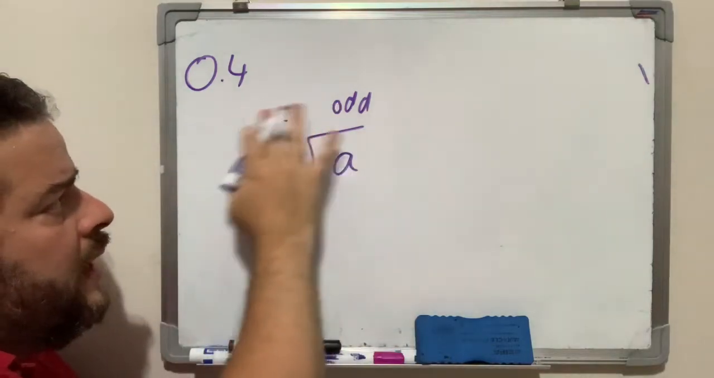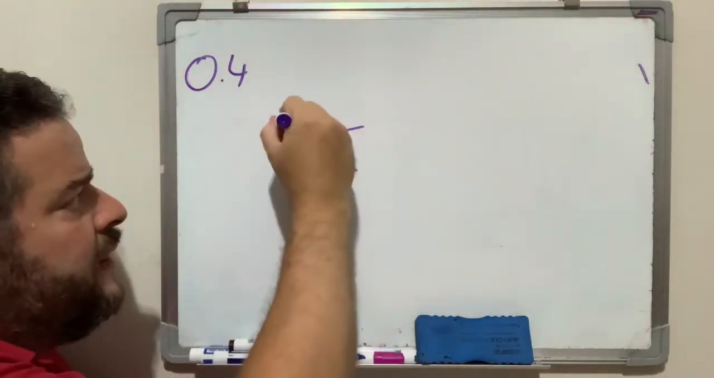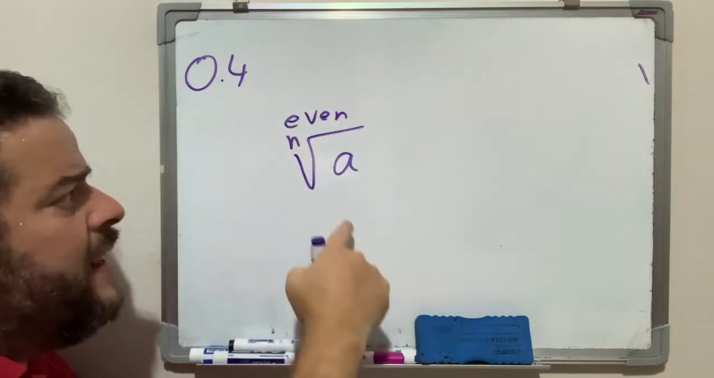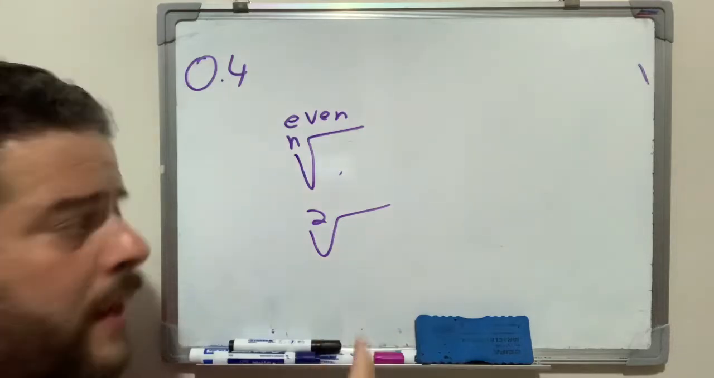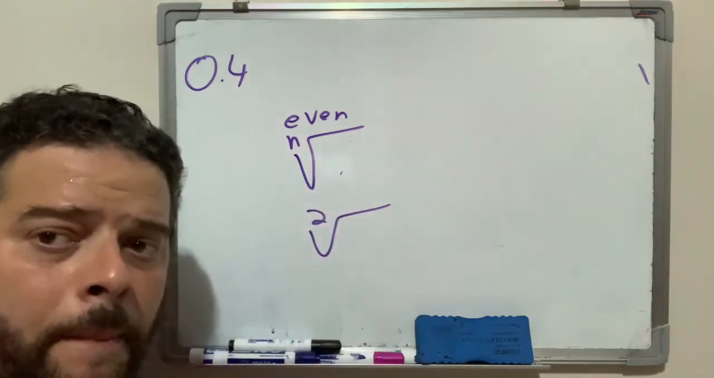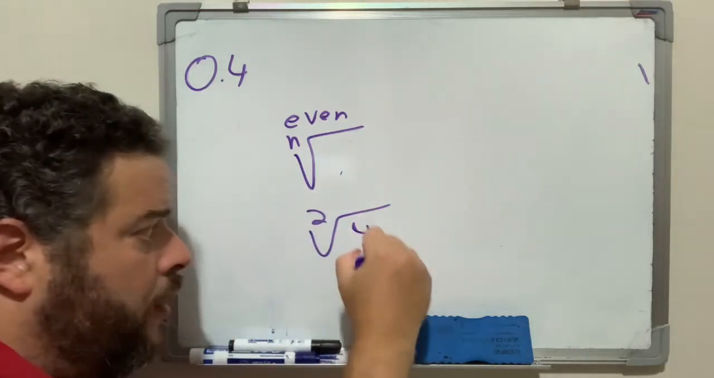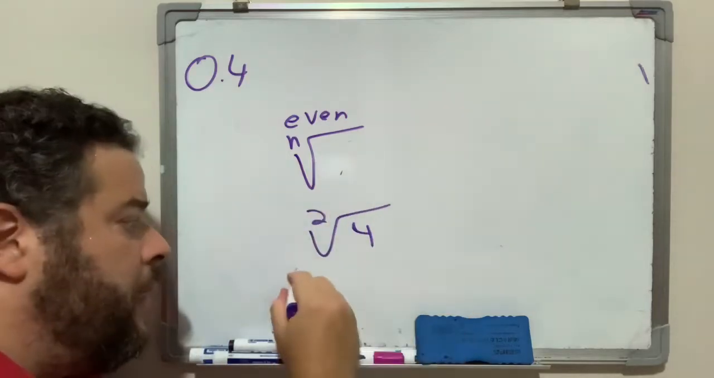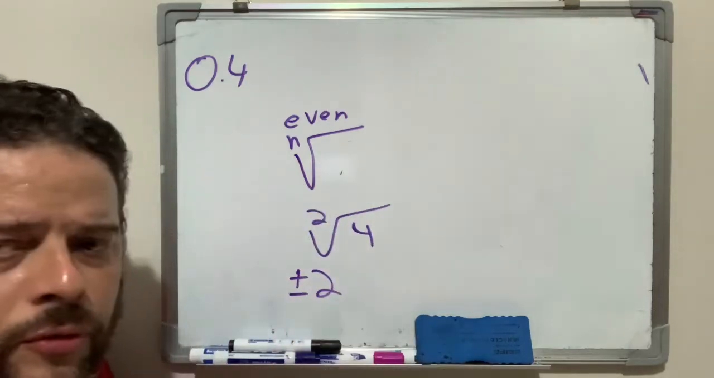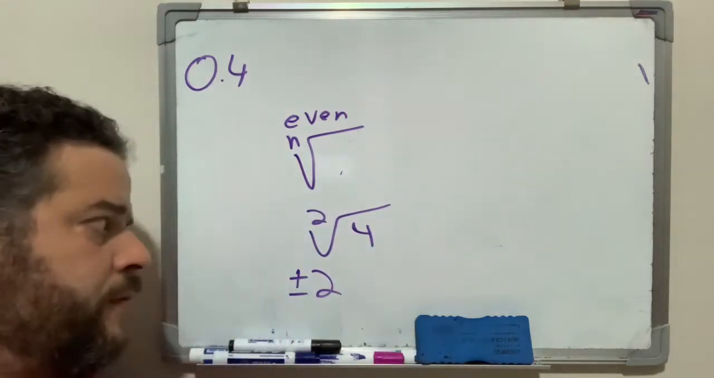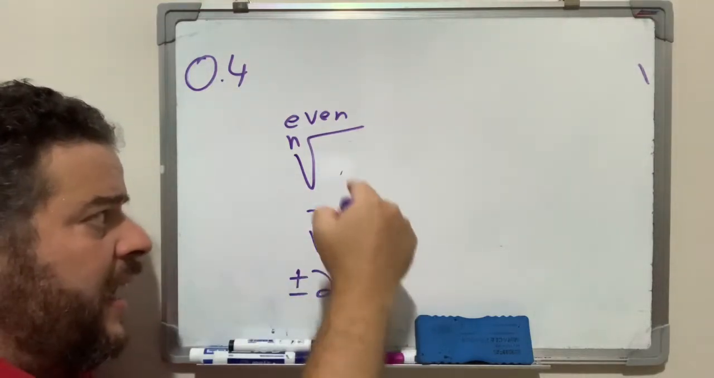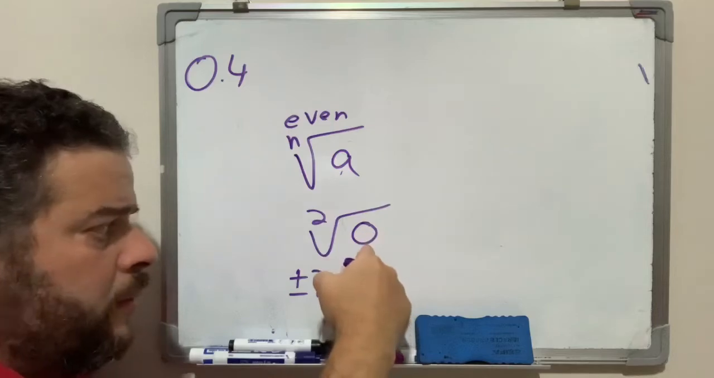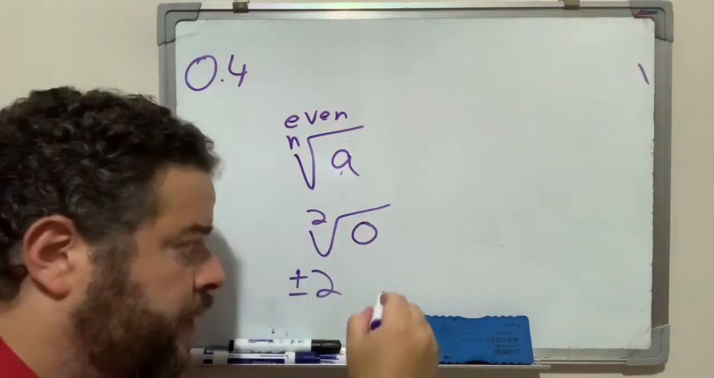First of all, let's focus on n is even. If n is even, for example a square root, and a is a number bigger than 0, say 4, you're going to have two real answers, a positive and a negative 2. So the square root of 4 is positive, negative 2. If a is 0, you're going to have one real answer, 0.